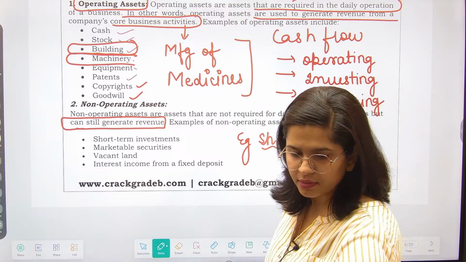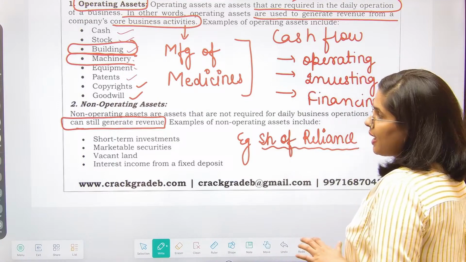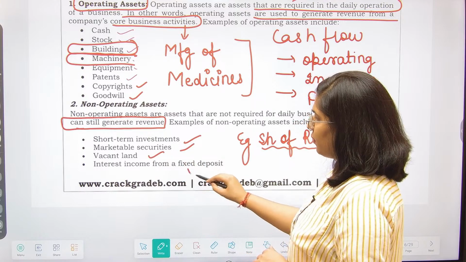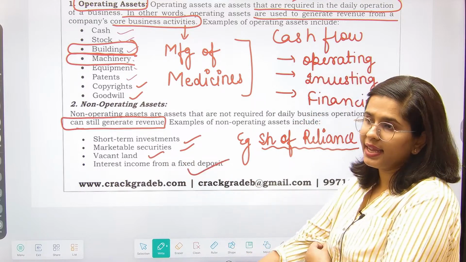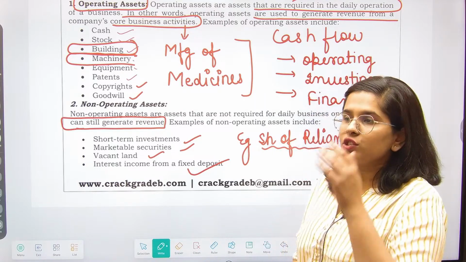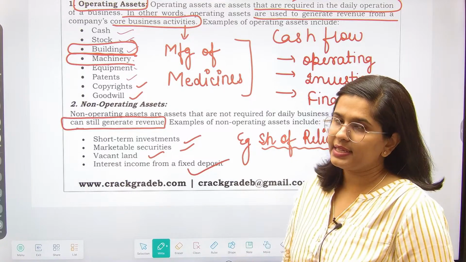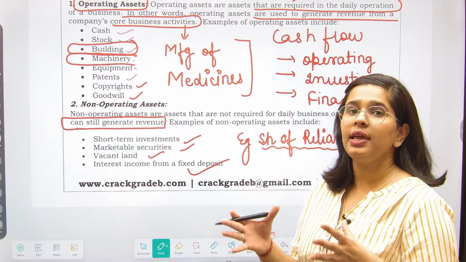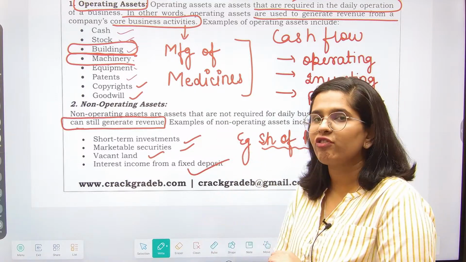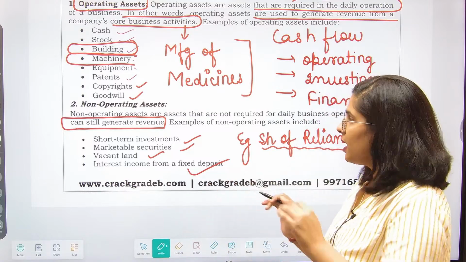ठीक है? What are the examples? Short-term investments, marketable securities, vacant land, interest income from fixed deposit. Yesterday I also gave you the example of a residential flat, right? So if a business has invested in a residential flat, obviously a residential flat is of no use in the business. Manufacturing of medicines, no use of residential flat. Hence that will be considered as a non-operating asset.